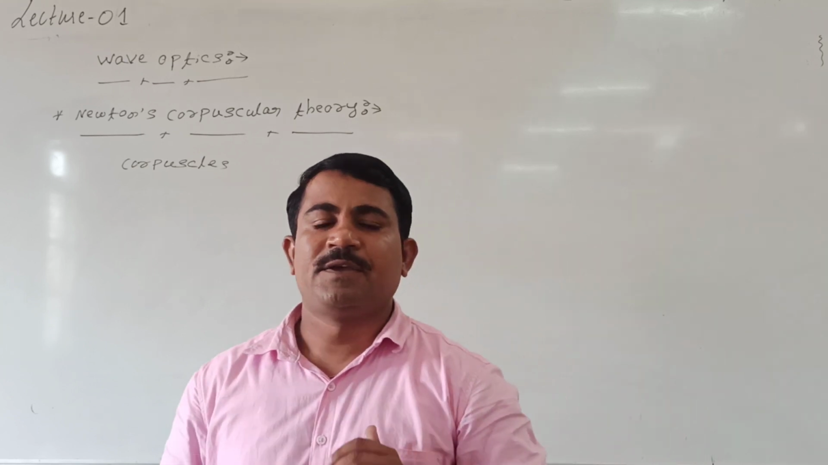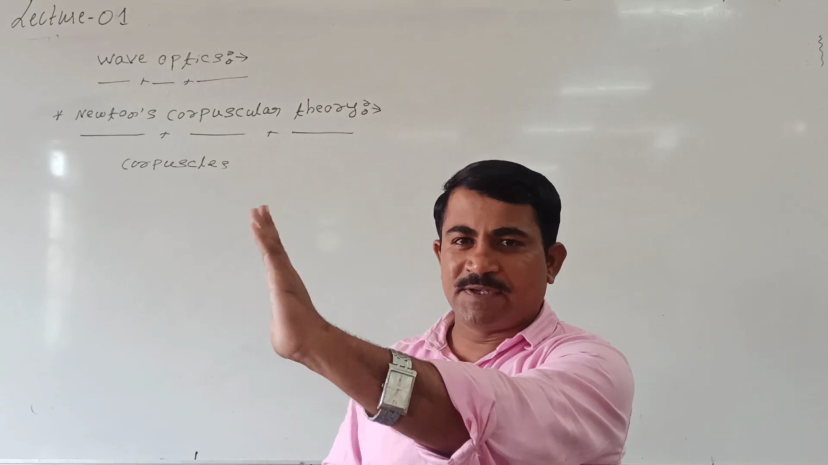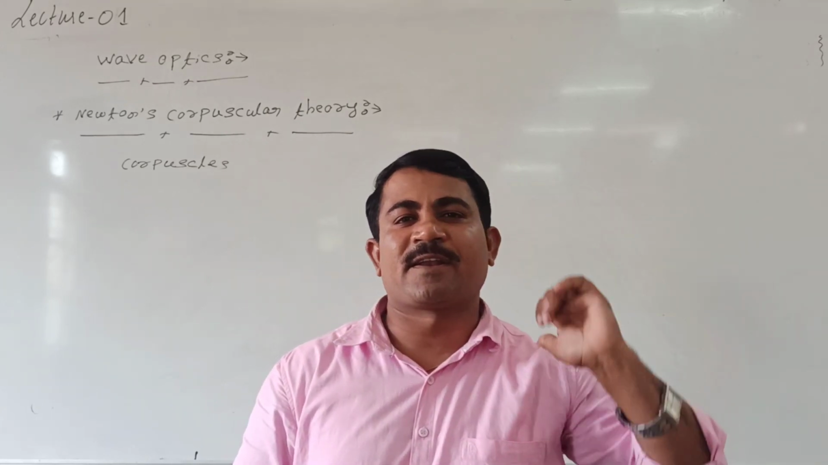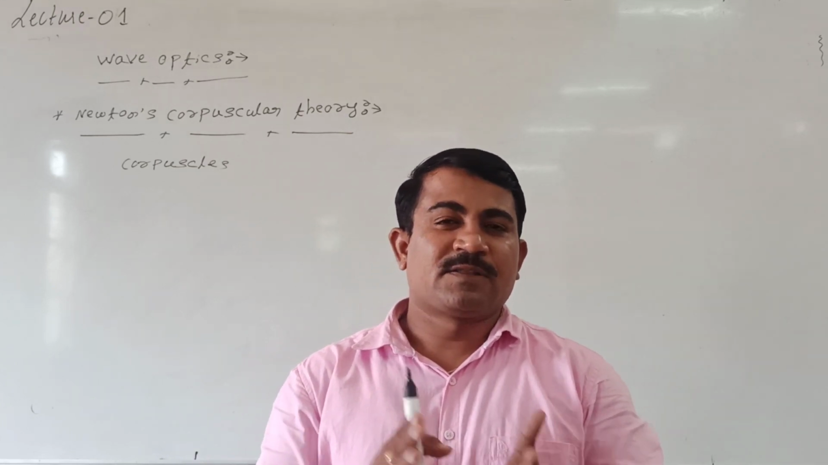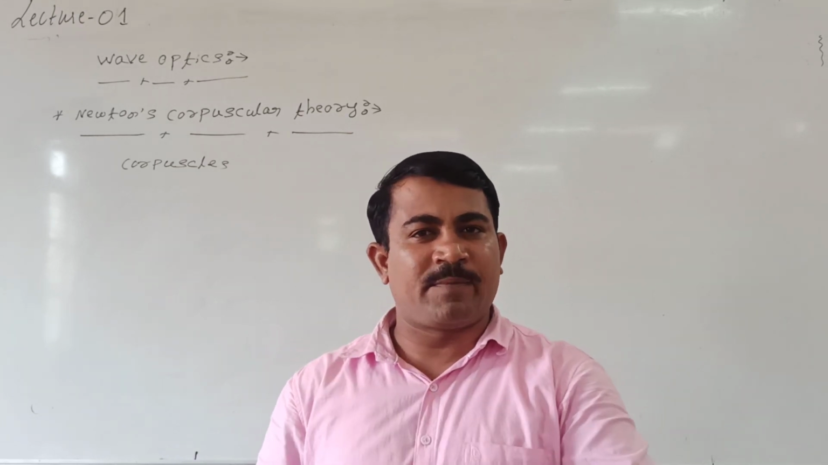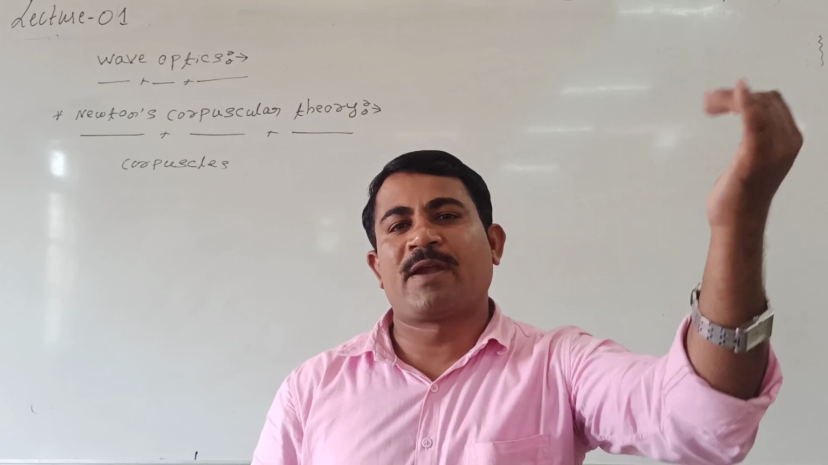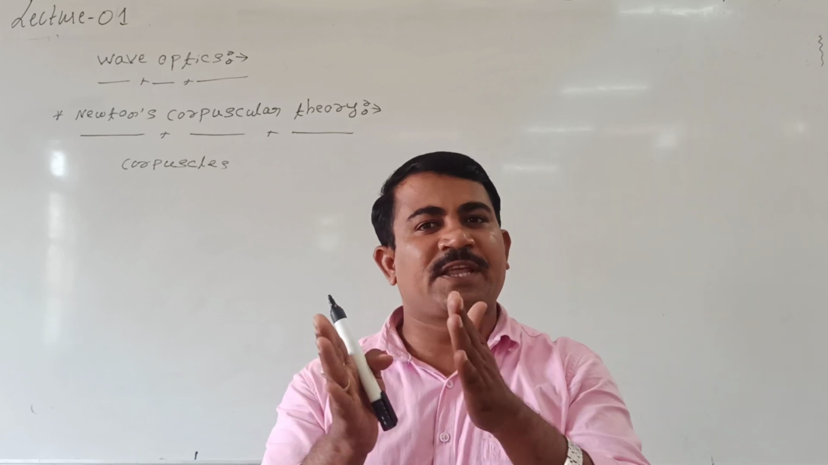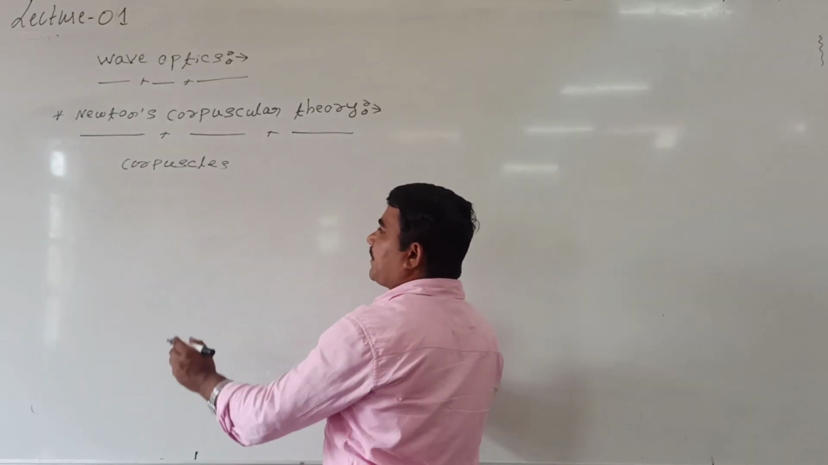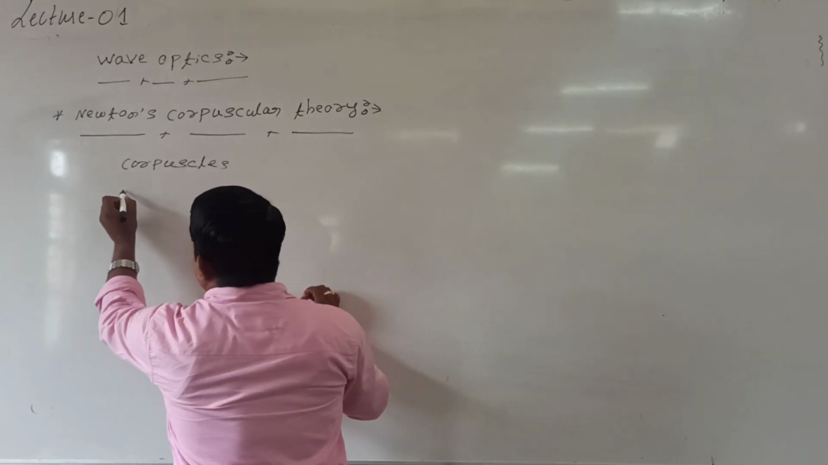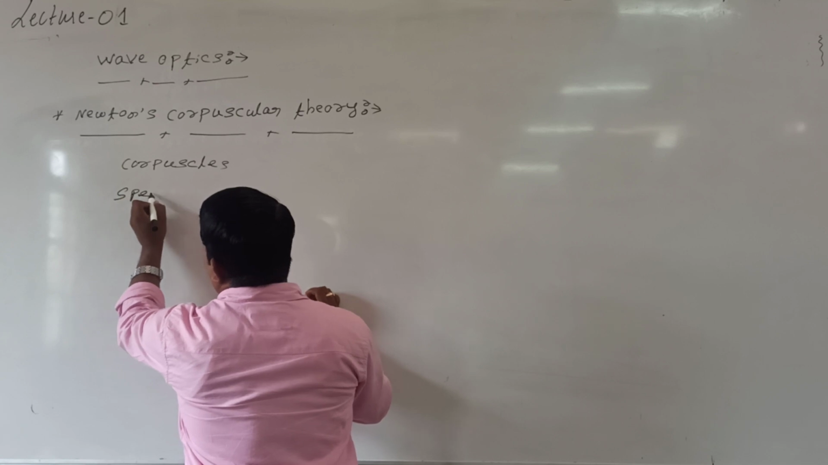He says that the speed of light in denser medium is more as compared to the speed of light in rarer medium. But later on, Foucault proposed that the speed of light in the denser medium is less and the speed of light in rarer medium is more. So this theory has been rejected. See here what he says? He says that the speed of light is more in denser medium.